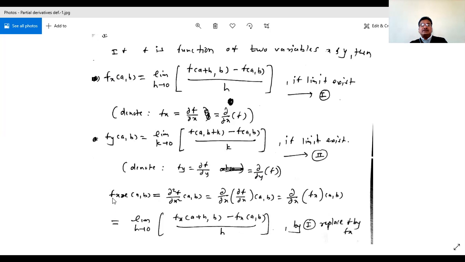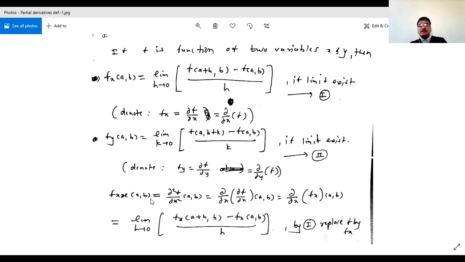And then what is f_xx(a,b)? It is ∂²f/∂x² at (a,b), or ∂/∂x of ∂f/∂x at (a,b), or it is ∂/∂x of f_x. This ∂f/∂x means f_x. This is ∂/∂x of f, and we have to write here ∂/∂x of f_x, that is, just replace f by f_x.